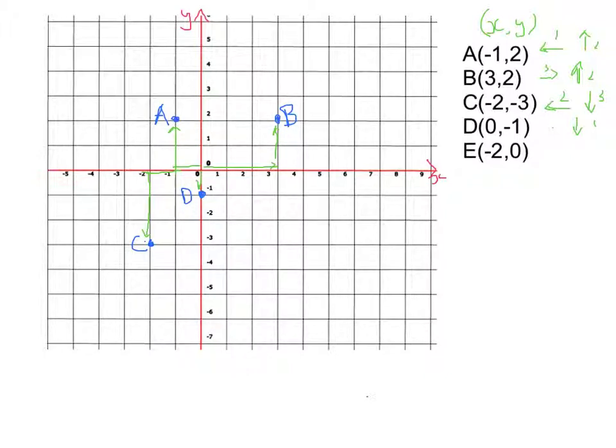And then for point E, we have an x-coordinate of -2, so that tells us we're going to go to the left by 2. And the y-coordinate is 0, so there's no up or down component. So we go left 2, which will bring us to that point right there, and that's going to be our point E.